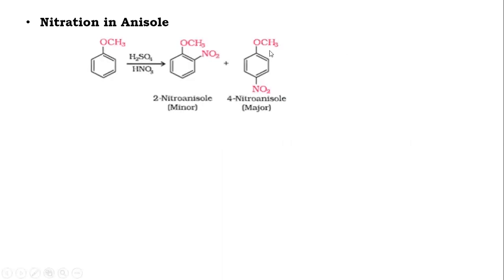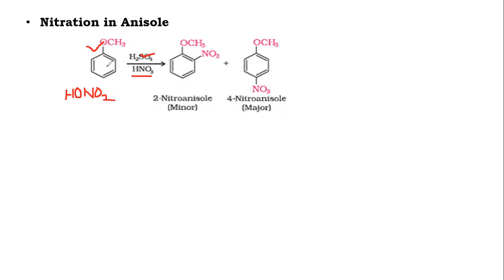Nitration in anisole. Nitration of anisole takes place when nitric acid reacts with anisole in the presence of concentrated sulfuric acid. So nitric acid can be written in this manner in order to explain the reaction.